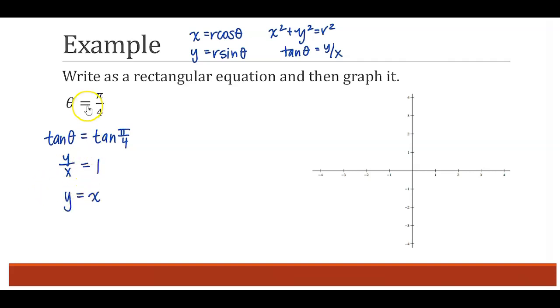So it turns out that theta equals pi over 4. This is a polar equation. It has theta in it. That's the same as the line y equals x. So we're just talking about the line that passes through the origin with a slope of 1. And notice what angle that line falls on. It falls on the angle pi over 4. And since we can have positive r's and negative r's, it's the entire line, not just in the first quadrant, but also on the opposite side in the third quadrant.